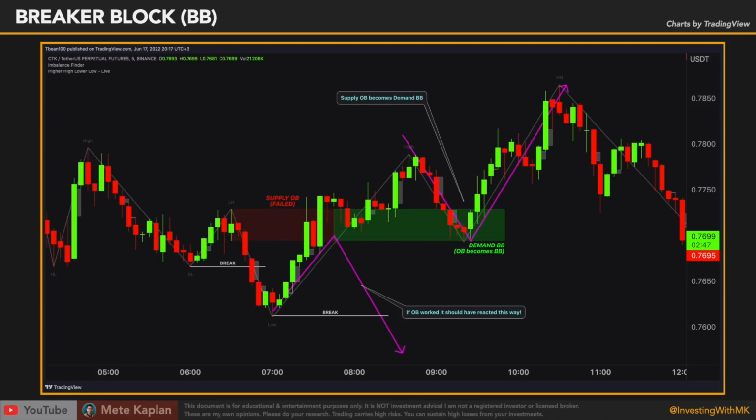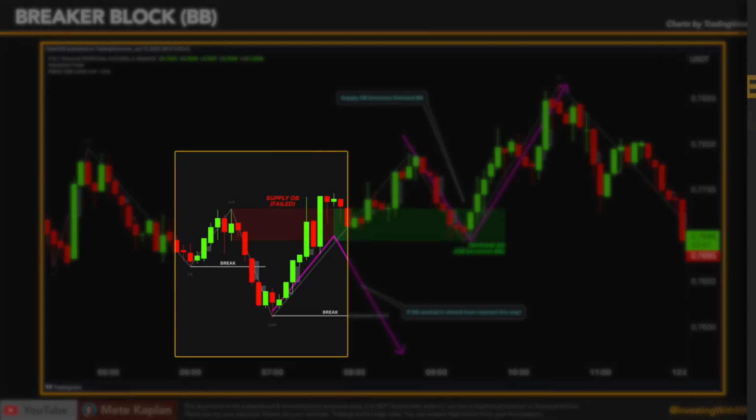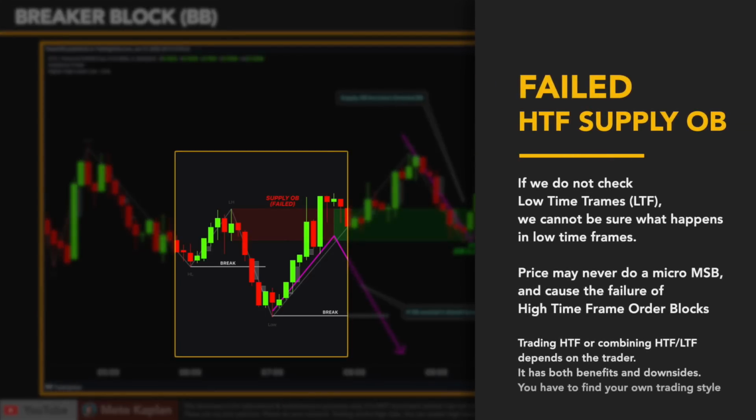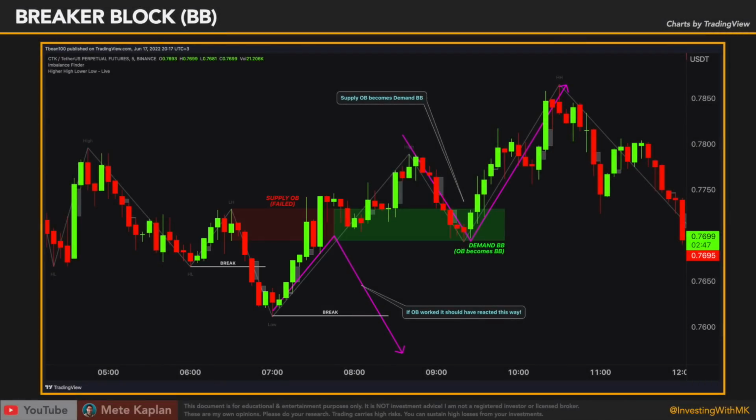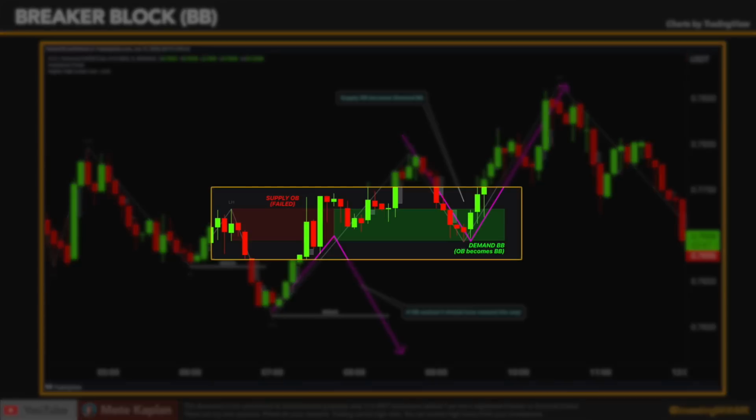However, you remember why I keep saying always combine high and low time frames together. If you do not do that, this will happen because you have no idea what is happening in low time frames. Maybe it keeps making break-of-structures strongly without any weaknesses. Best results always come with the combination of high and low time frames. Okay, after this, it's quite easy.